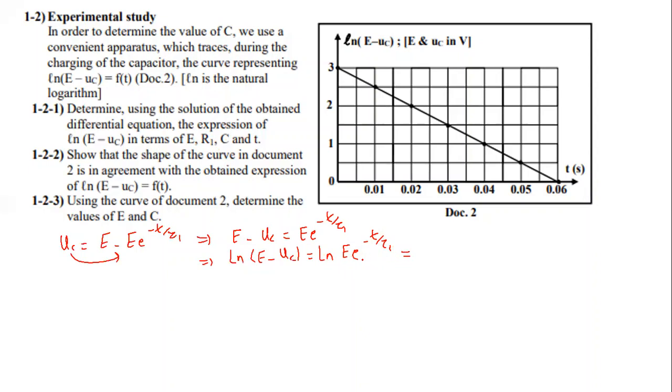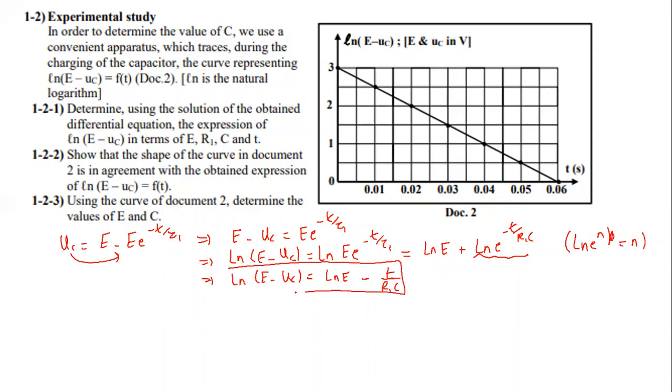And ln of A times B is equal to ln A plus ln B. So ln of E minus UC is equal to ln E, which stays as it is, plus ln of e to the power of minus T over R1C. And here we have ln of e to the power x is equal to x. So what we have here is minus T over R1C, since between brackets ln e to the power n is equal to n. So this will be the equation in part 1.